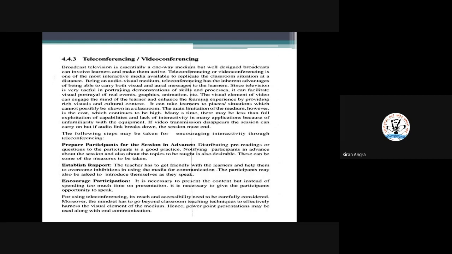So now you see we have one more. You have just read about audio conferencing. There can be video conferencing too. But when we go for audio, we are not able to have a visual view. So teleconferencing or video conferencing is one of the most interactive media available to replicate the classroom situation at a distance. It has inherent advantages, as you can carry both visual as well as oral messages to the learners.